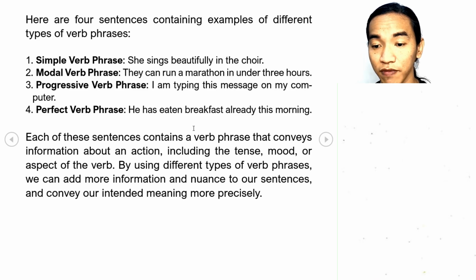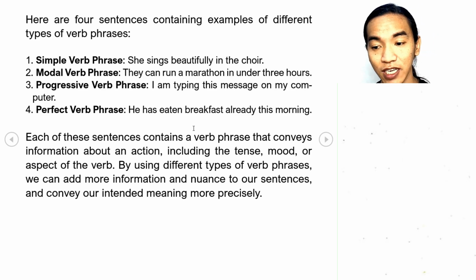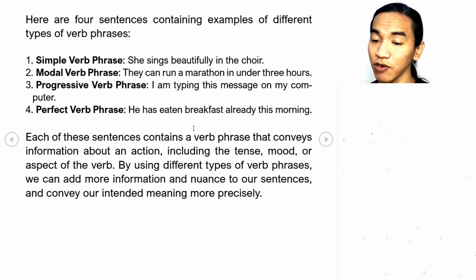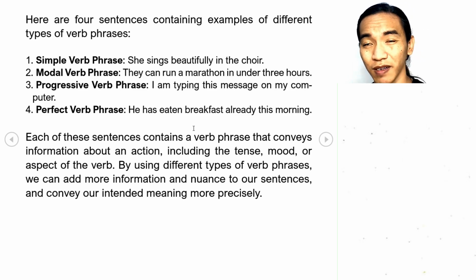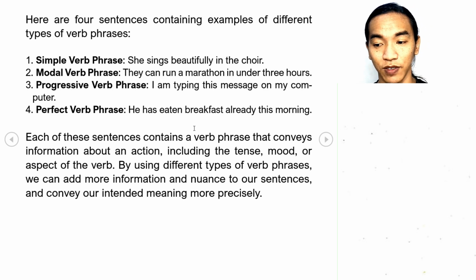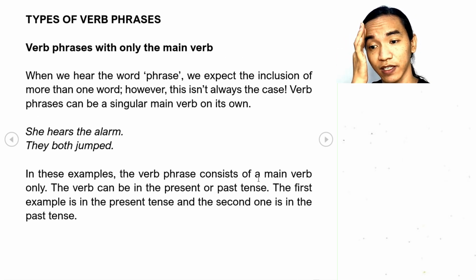Now, each of these sentences contains a verb phrase that conveys information about an action, including the tense, the mood, the aspect of the verb. So it's definitely important to consider those helping verbs plus your main verbs when we are referring to or trying to make sentences depending on their tense, mood, or aspect. Okay? Now, so there are different types of verb phrases that we have here.